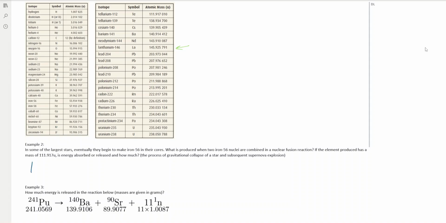So this only happens at the very late stages of a sun's or a star's lifetime, because this takes a lot of effort. Basically, it has to be really squeezed together. Is energy being absorbed or released? So basically, we're going to start with this.